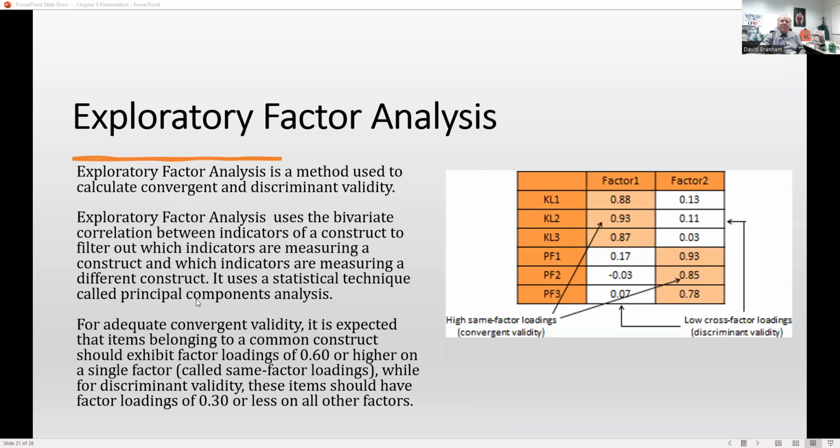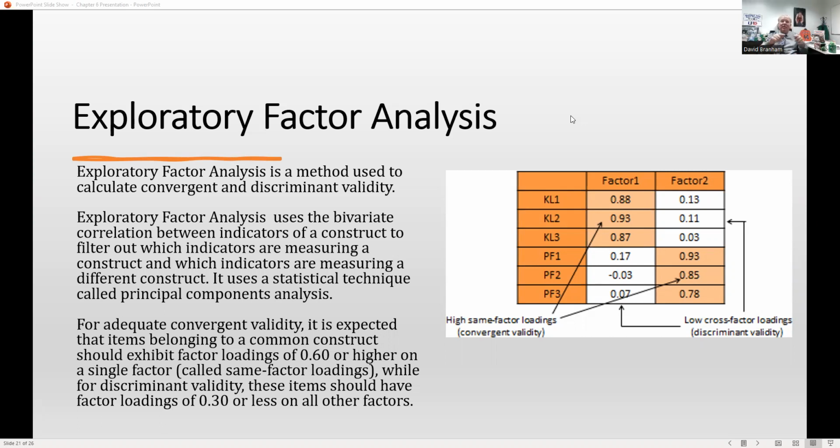Exploratory factor analysis is a way to measure both of these. We won't be doing that in this class, but you could be doing it later in a statistics class. Probably not undergraduate statistics, but when you get to grad school, exploratory factor analysis is something that you may do. It is a method used to calculate convergent and discriminant validity.